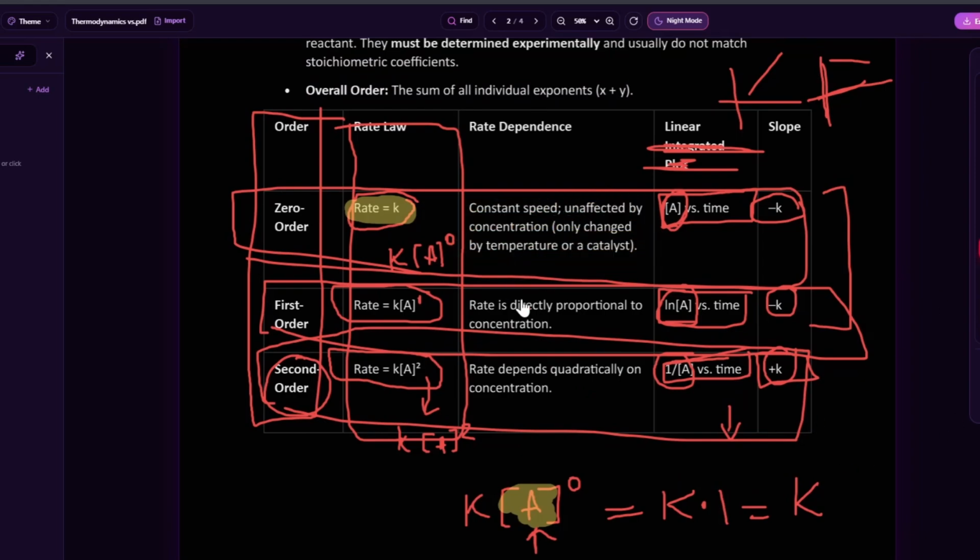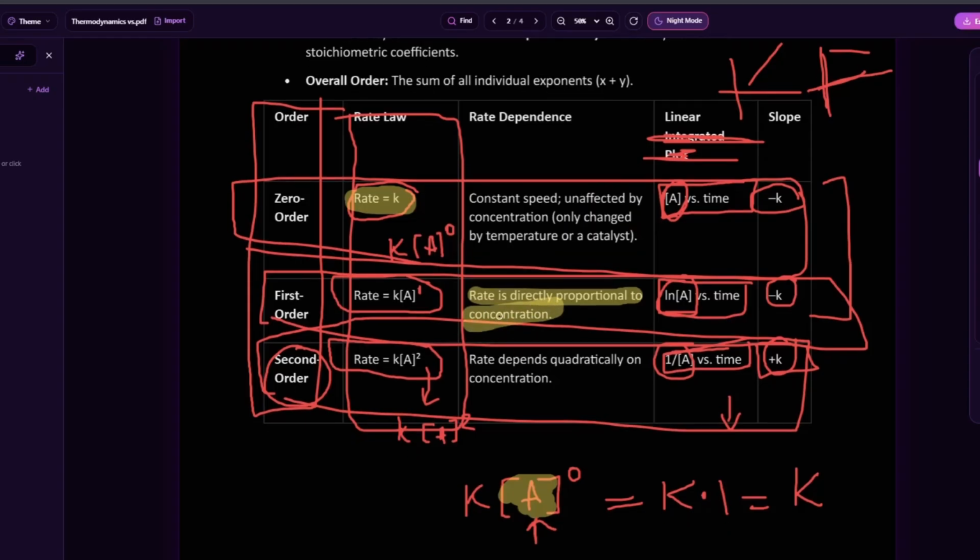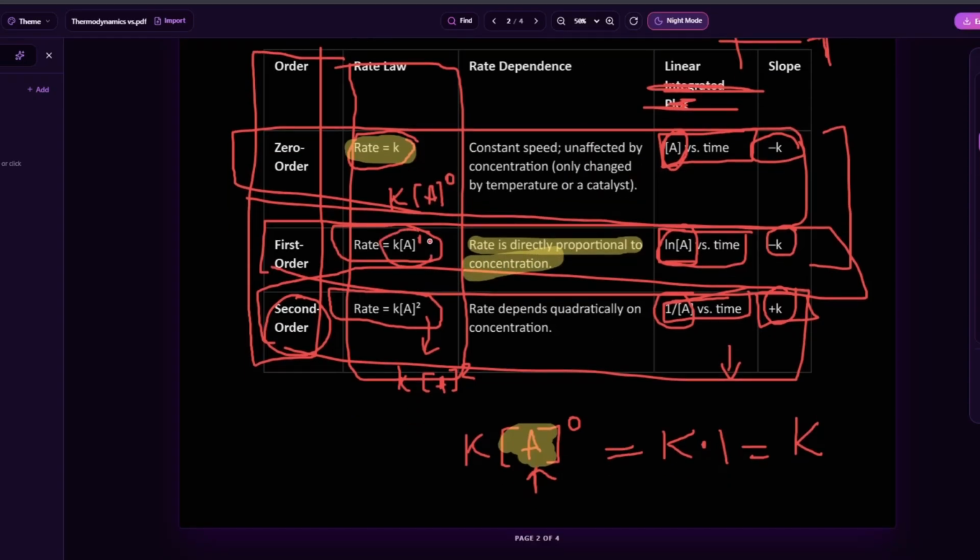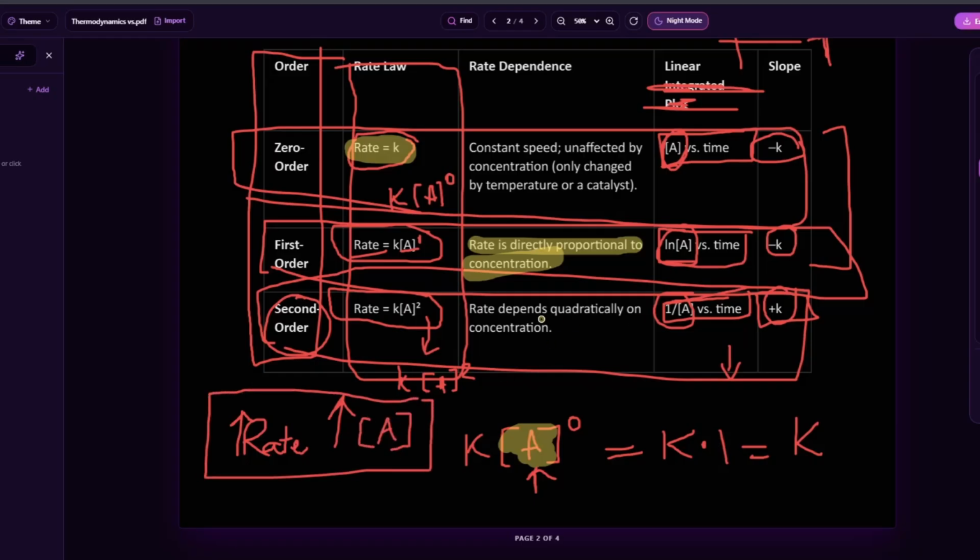All right, and this is also important here. In first order, rate is directly proportional to concentration. So if the reaction rate goes up, your concentration will also go up, or if your concentration goes up, then your rate will also go up. Second order depends quadratically on concentration.